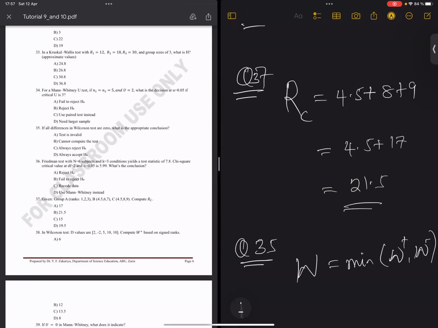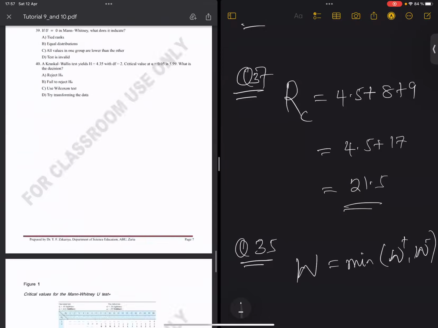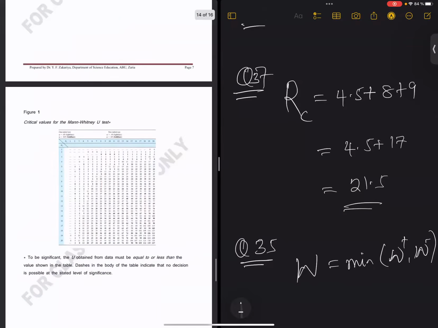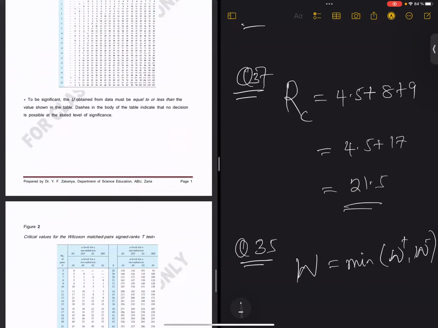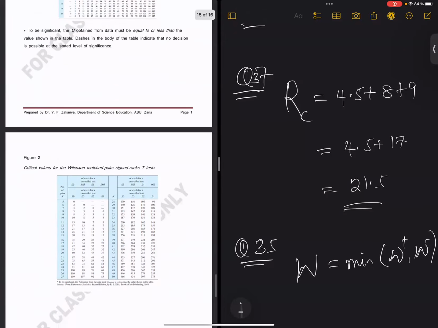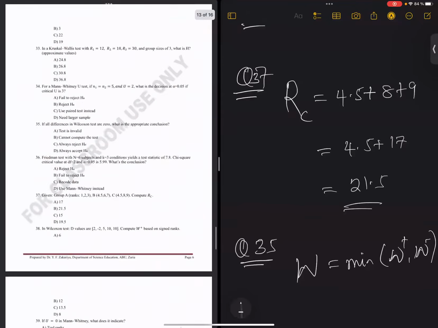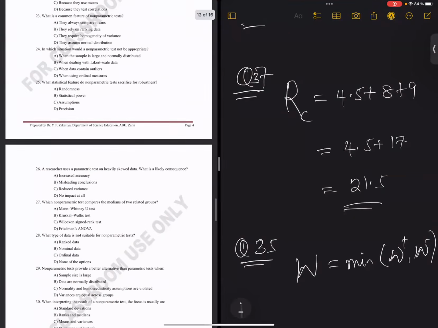The test is invalid. And when you check the table, you will find that at alpha equals 0.05, there is no value there that is less than or equal to 0. So take note, the test is invalid. The next question.